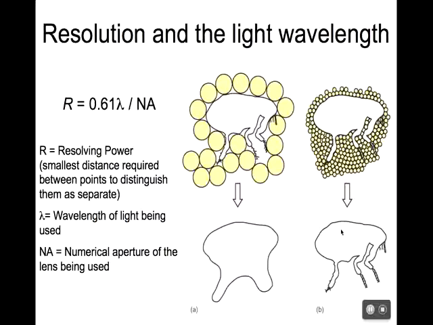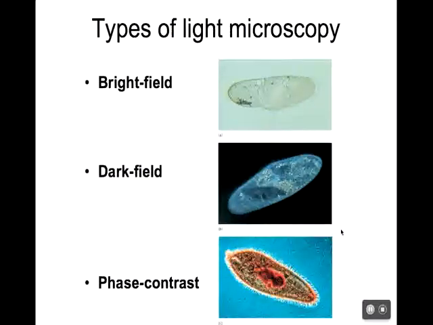It cannot be changed. What can be changed in order to determine resolving power or resolution is the wavelength of light that's being used. And the shorter the wavelength of light, the smaller your resolving power, which means two things can be even closer together and still you're able to resolve the image. So in general, shorter wavelengths of light give better resolution. Therefore, we're always wanting to use the shortest wavelength of light possible in order to get good resolution of an image.